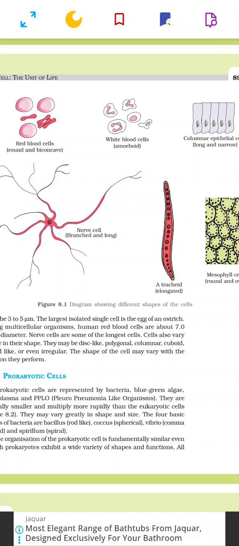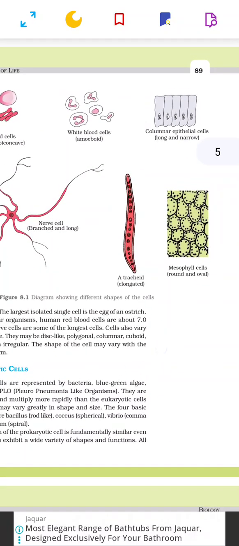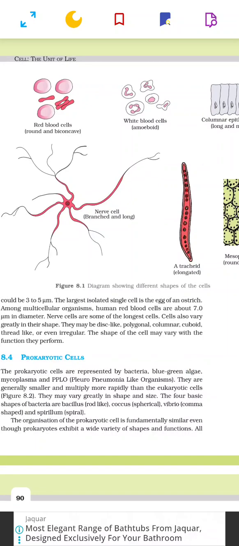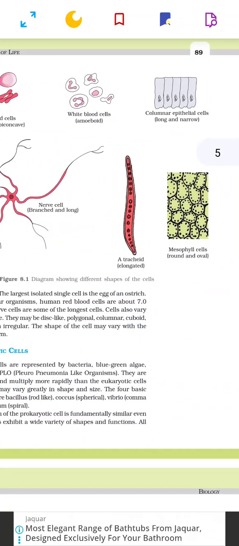They are amoeboid in shape and irregular in shape. Also, they have a nucleus. Columnar epithelium cells are long and narrow and have a nucleus also. Nerve cells are the longest or branched cells and have a cell body. They have a long structure, which is the axon and dendrite also. A tracheid is an elongated structure present in the xylem of plants. Mesophyll cells are round and oval in shape, and they help in photosynthesis because they contain chloroplast.